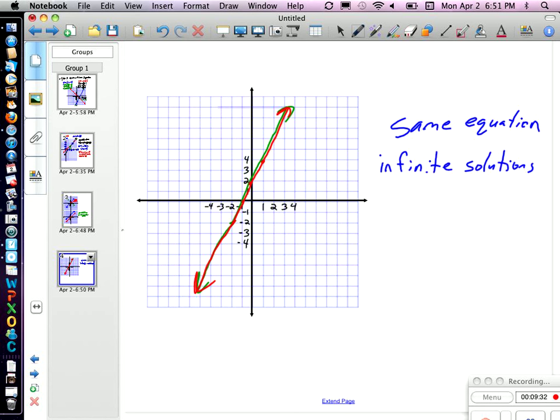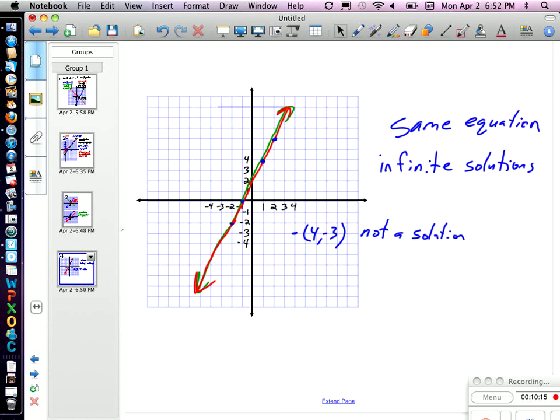Okay. Let me be a little more clear about what infinite solutions means. For instance, a solution would be 1, 4, or 2, 6, or negative 1, 0, or negative 2, negative 2, and so on. There's an infinite amount. However, 4, negative 3 is not a solution. So notice the difference between infinite solutions and everything's a solution. Okay, so those are the three things that could happen.